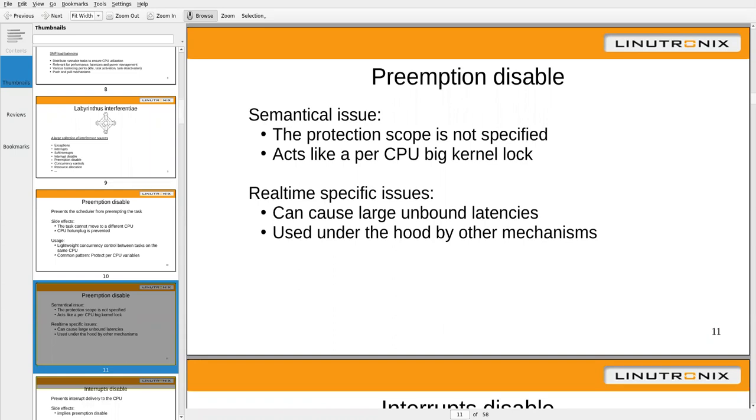So what's the issue with it for real time? We have no bound latencies in these preempt disabled sections, or we have preempt disabled sections which can have unbound latency. It's also used under the hood by other mechanisms. I'll come to that later, why it's necessary.